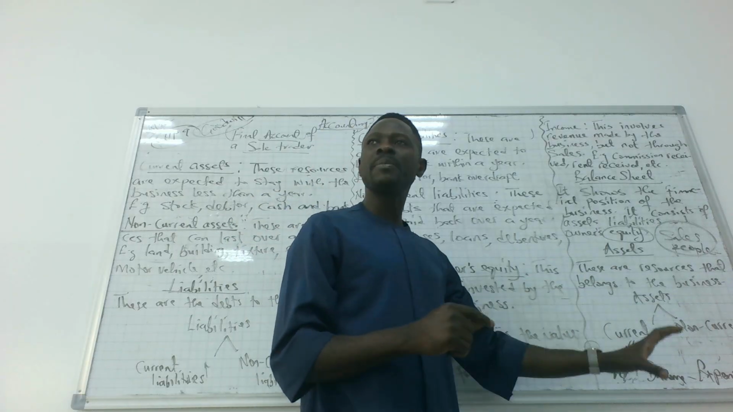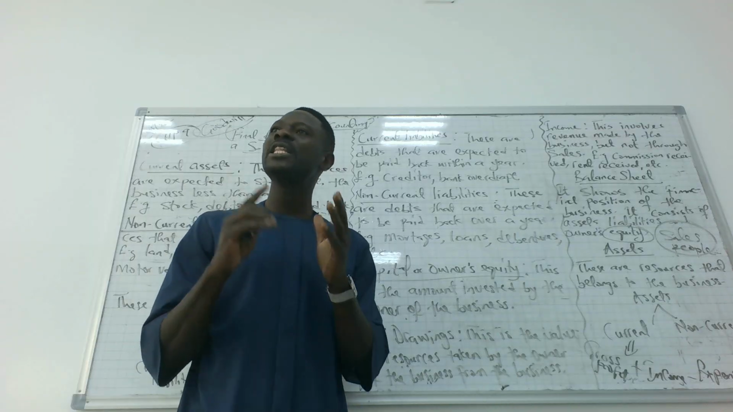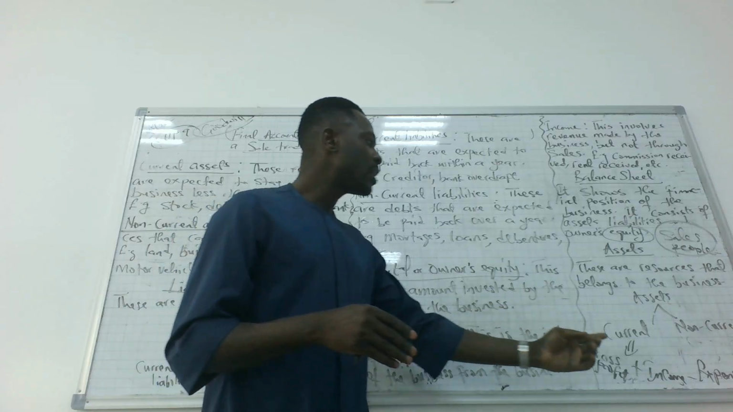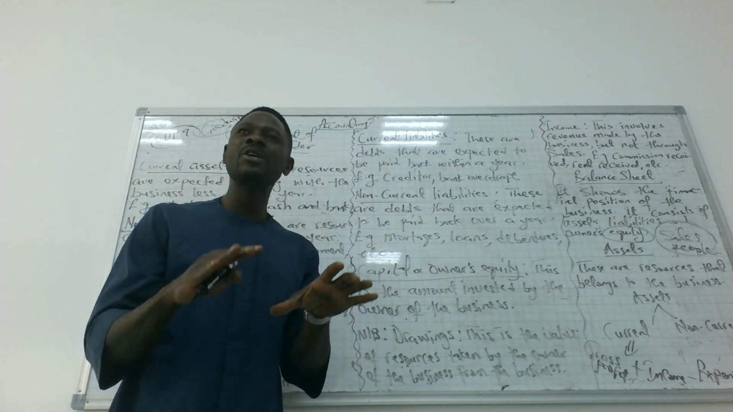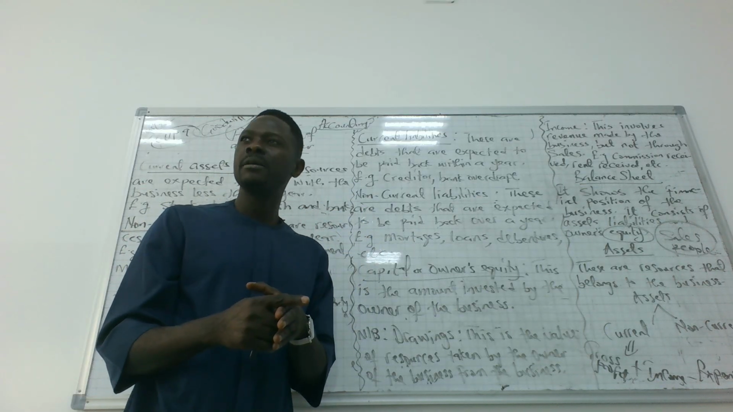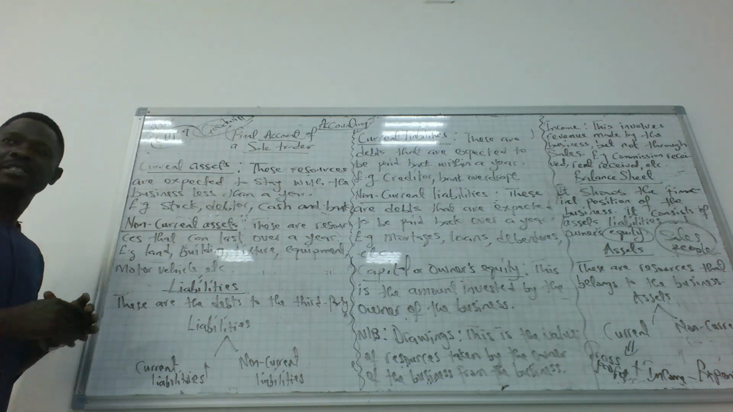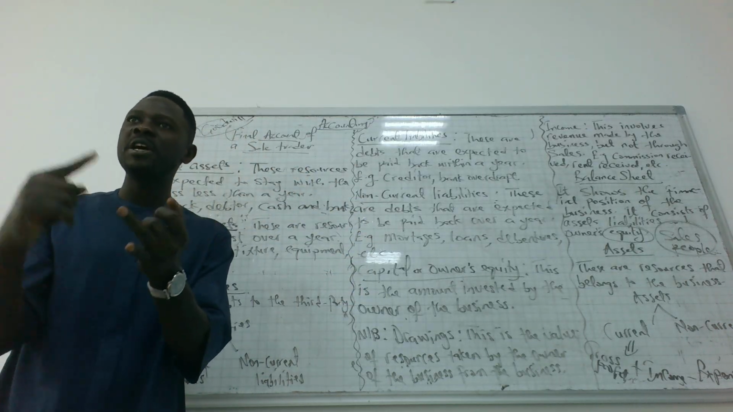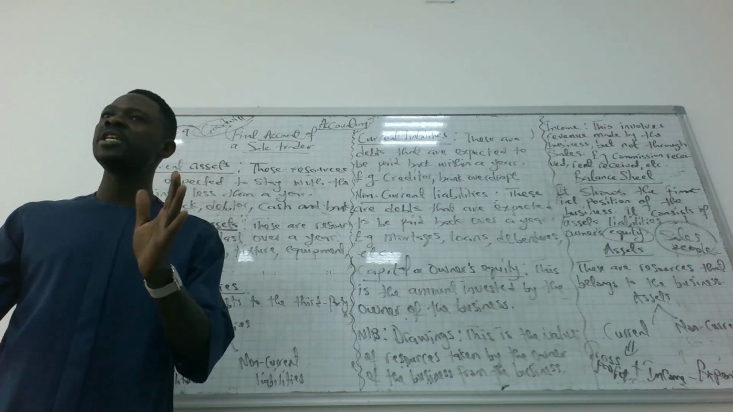For the assets, we're talking about resources that belong to the business. We have two types of assets: current assets and non-current assets, or fixed assets. Why do we call them current assets? We call them current assets because these resources are expected to last within a year. Stock, cash, bank, trade receivable, all these will be within a year. We have non-current assets. These resources are expected to last longer than a year. Equipment, machines, building, land, they are expected to last more than a year within the business.